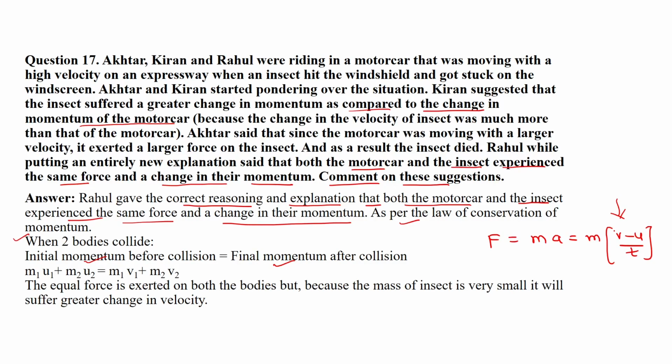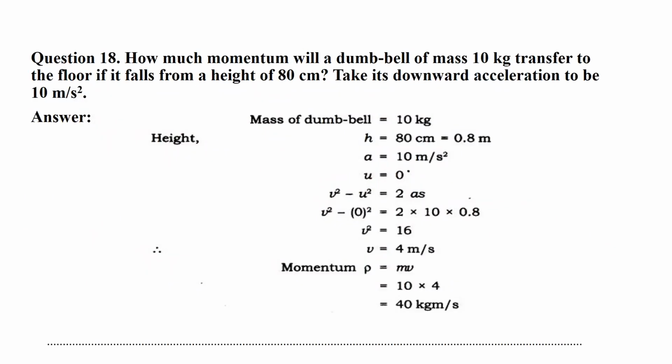Let's move to question number 18. How much momentum will a dumbbell of mass 10 kg transfer to the floor if it falls from a height of 80 cm? Take its downward acceleration to be 10 meter per second square. So just try to understand what the question wants to say. Suppose the height is here 80 centimeter.